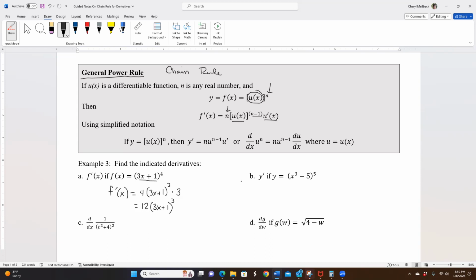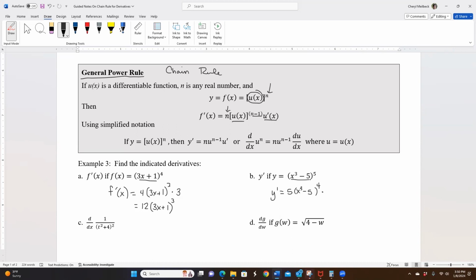All right, let's look at B. On B, we want to find the derivative of y equals the 5th power of x cubed minus 5. So our derivative will be the derivative of the outside function, which will be our power rule, 5 times x cubed minus 5. We leave that inside part the same to the 4th. Now we take this times the derivative of the inside function.